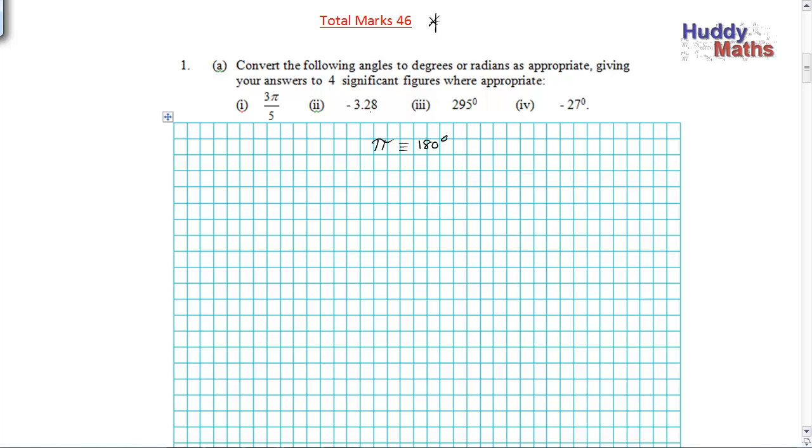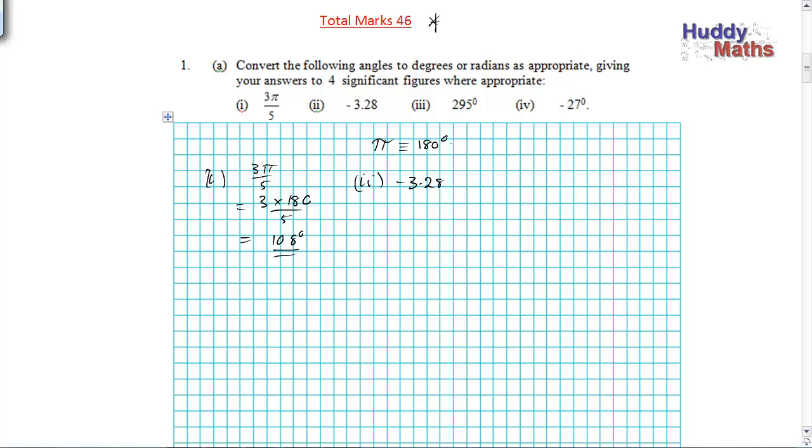Okay, so let's have a look at the first one here. 3 pi on 5. And that's going to be 3 times 180 on 5. What do you reckon? You need a calculator for that? I don't think so. And it's 108 degrees. Okay, put the units there. Usually with degrees we put the degree sign. With radians, because it's a ratio, arc length over radius, we don't do that.